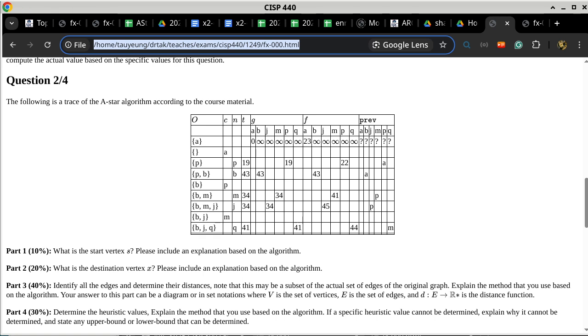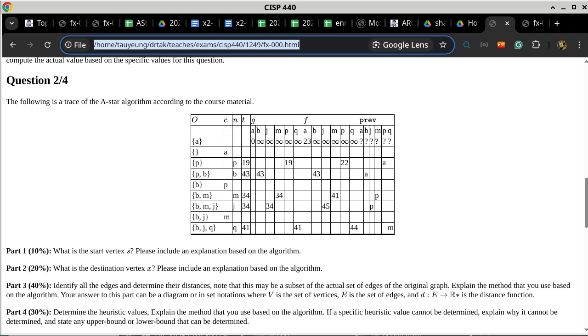I just noticed that the mouse pointer is not captured in the video. Anyway, you can still see it, even when I mention those things. By the time we get to the last row, only vertex B has the same g value as its f value, and that's how we can conclude that vertex B is the destination.